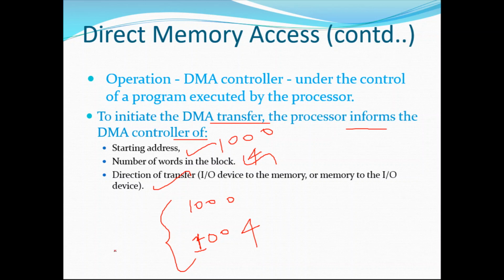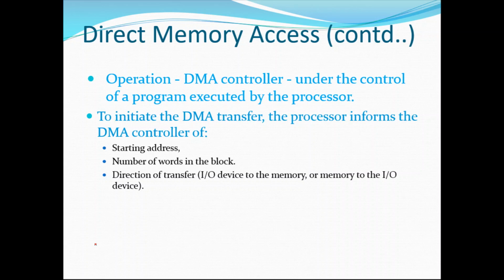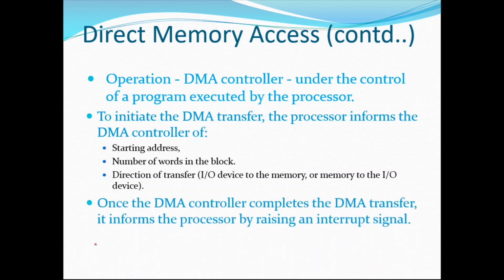Is it clear? So like that, the CPU will provide this info, and then it will initiate the DMA. Once the DMA controller completes the DMA transfer, it informs the processor by raising an interrupt.